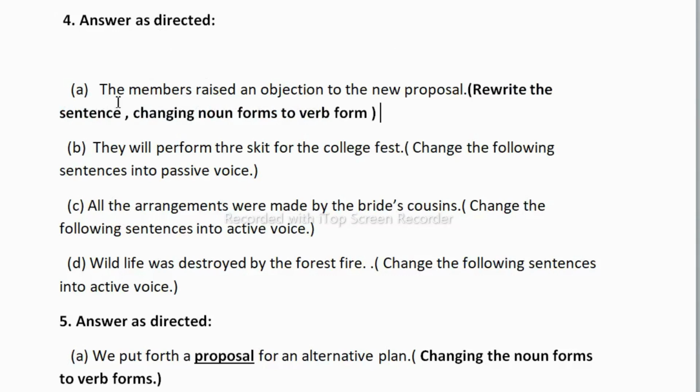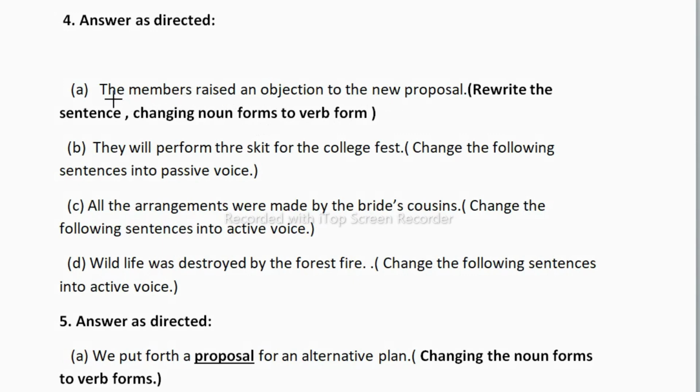The first one is, the members raised an objection to the new proposal. Now here rewrite the sentence changing noun forms to the verb forms. Now you have to change the sentence. So here how will you write? The members objected to the new proposal.